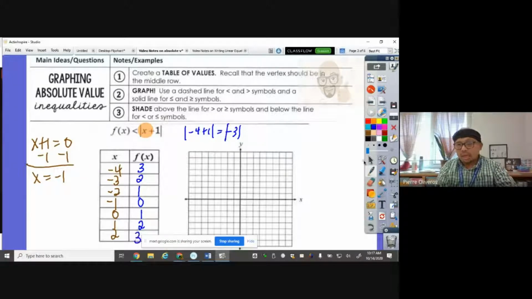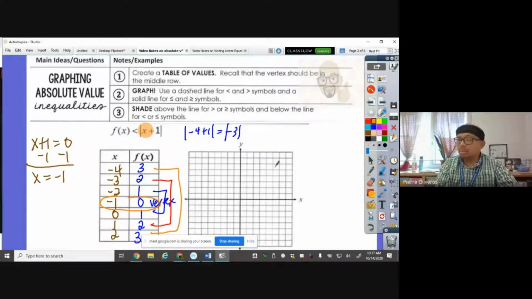Absolute value of 3 is 3. If you notice, guys, this is our vertex. And look at the pattern: 1, 1, 2, 2, and 3, 3. The middle one is the vertex there. After you get that, you're going to plot the points here. You're going to go negative 1, 0 there, negative 2, 1, negative 3, 2, negative 4, 3, and then the reflection on the other side there. If you notice, it will form a V shape.